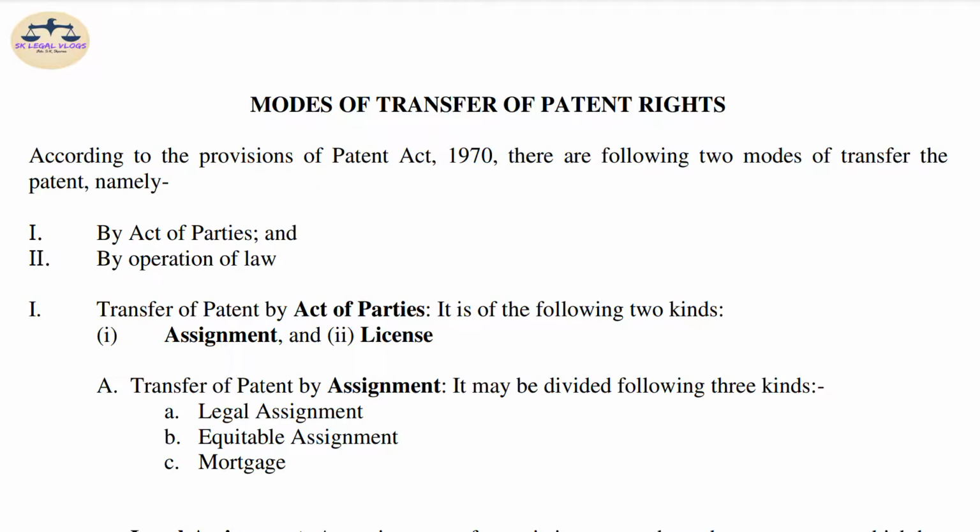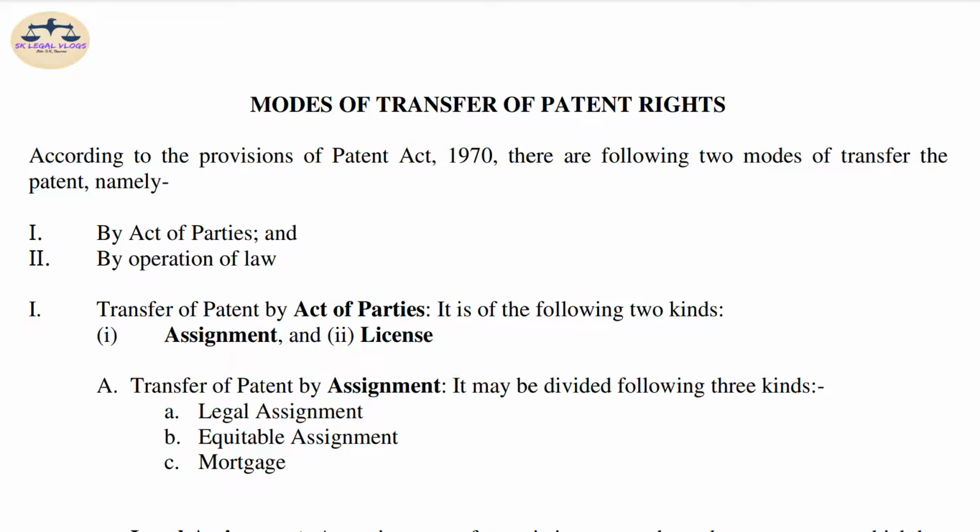So today in this video we are going to discuss the modes of transfer of patent rights. Friends, according to the provisions of the Patent Act 1970, there are basically two modes of transfer of the patent, which you are watching on the screen. Namely, the first is by act of parties and the second is by operation of law.